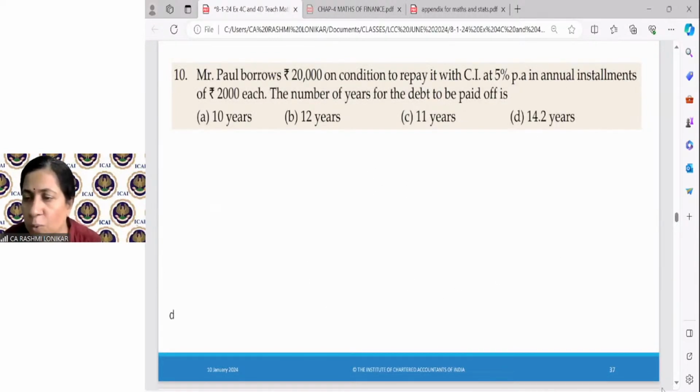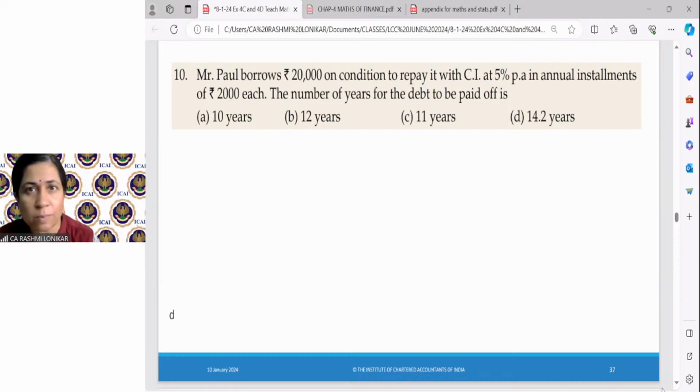Mr. Paul borrows 20,000 on the condition to repay it at compound interest of 5% in annual installments of 2,000 each. The number of years of debt. So now this is a very good time to practice. Same question, only the amounts have changed. The language is same. What is the loan amount? In this case, it is 20,000.